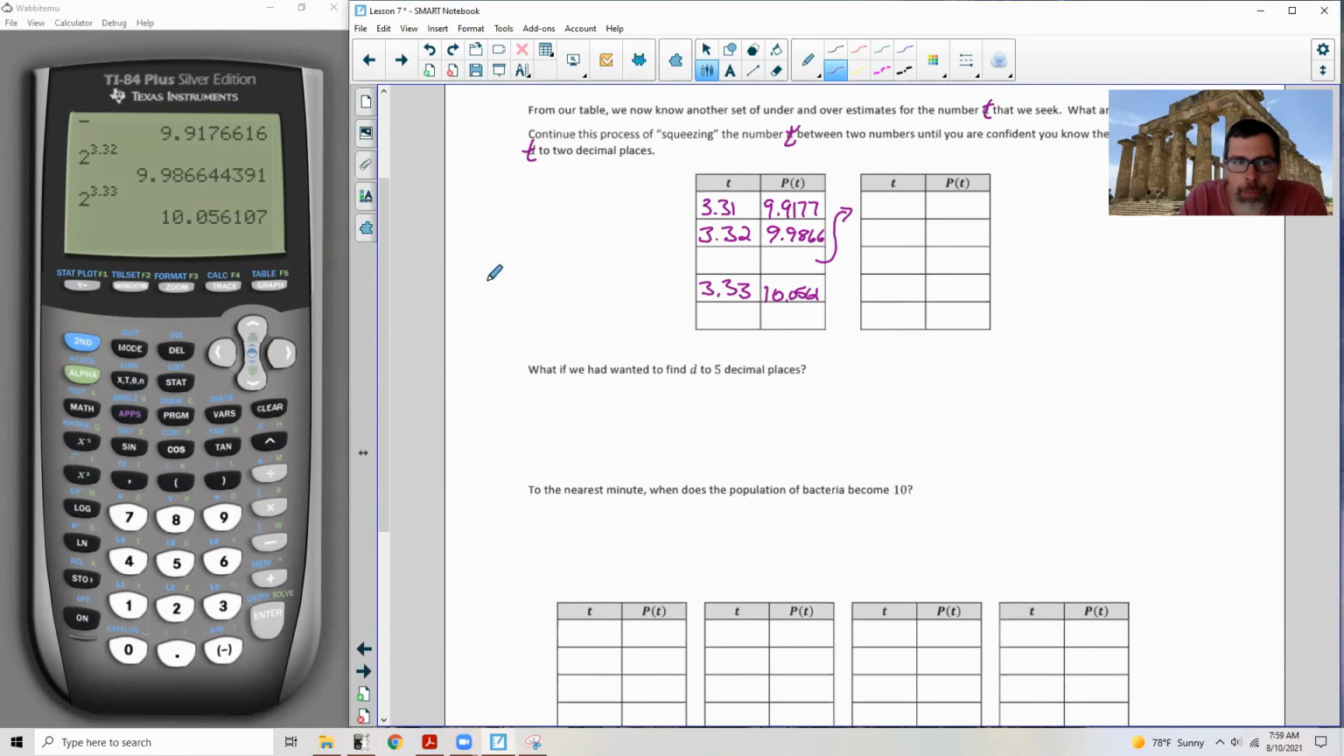So now I'm going to go back to my 3.32 and put a 1 at the end. So now I want 2 to the 3.321. I now know from this table that my t is greater than 3.32 but less than 3.33. So it's 3.32 and then 1, 2, 3, 4, 5, 6, 7, 8, 9, somewhere in between. So we have to go out to the 100th. 2 to the power of 3.321 is 4.9967. Actually, 4.9968.